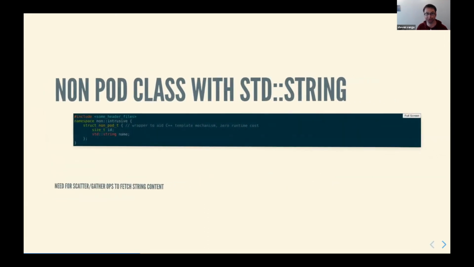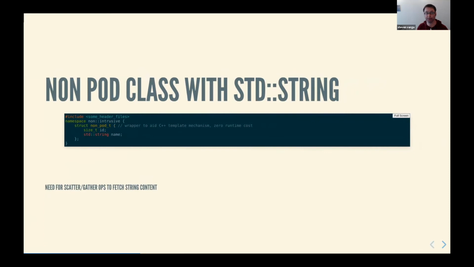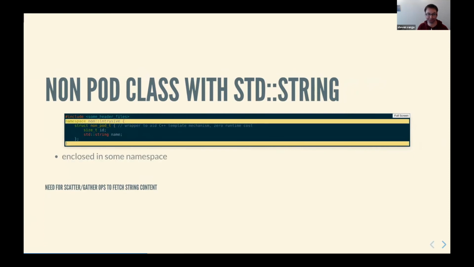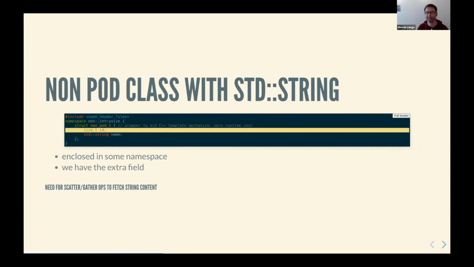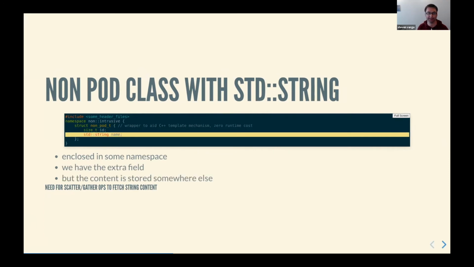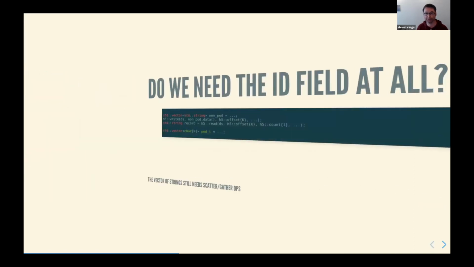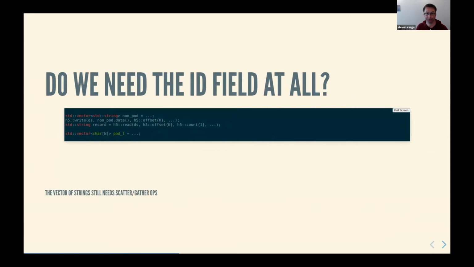Now, the alternative is a non-POD class that also has some namespace and the ID identifier and the actual payload. This one is an interesting case because the actual data is somewhere else. So we are dealing with an extra level of indirection. We have to fetch the data from, in this case, the main data accessor and modify it if we want to.